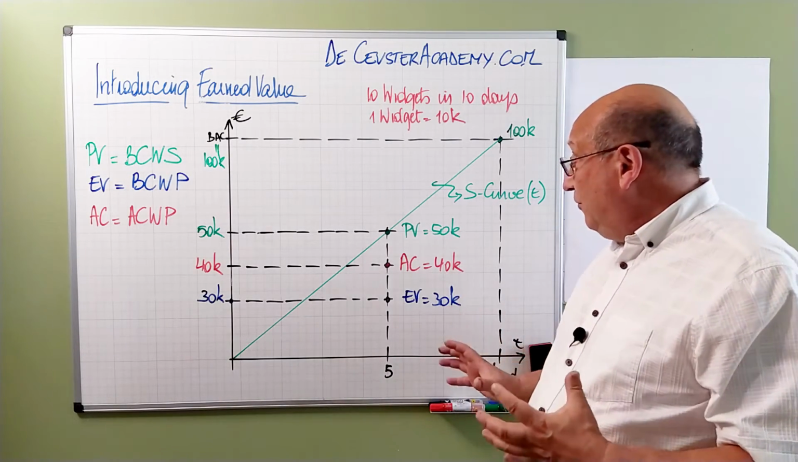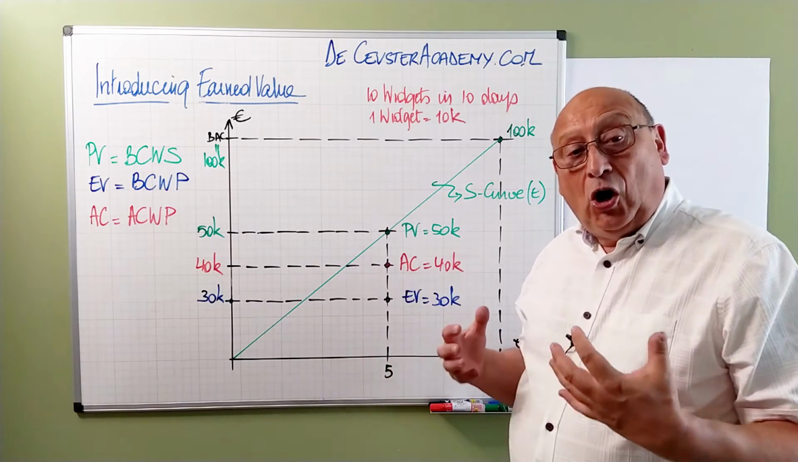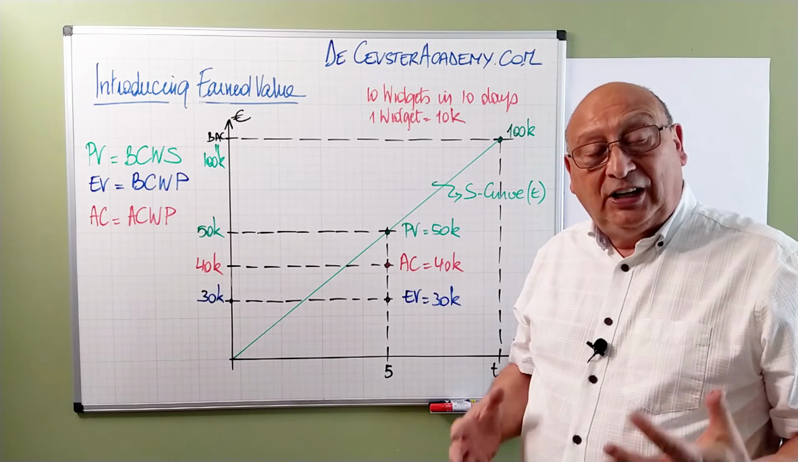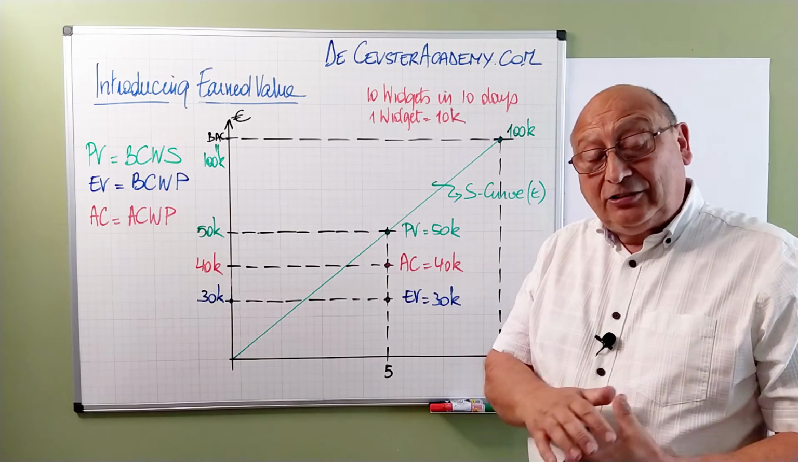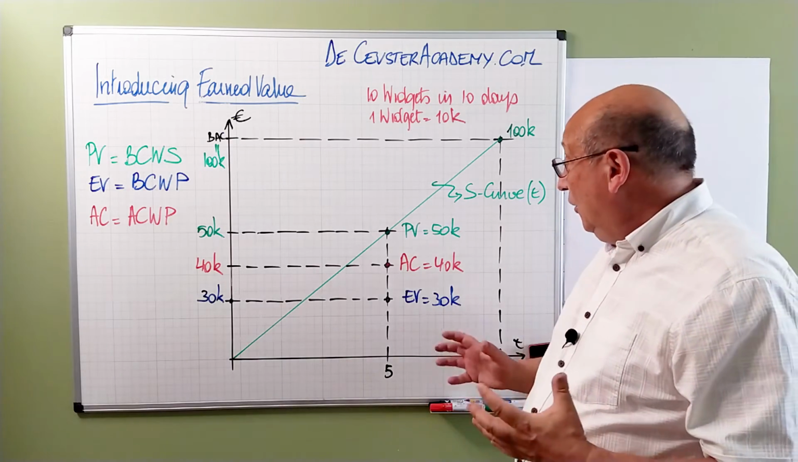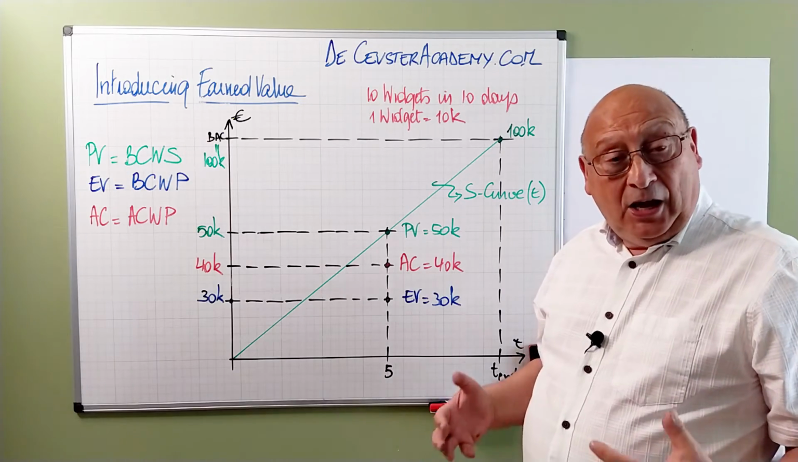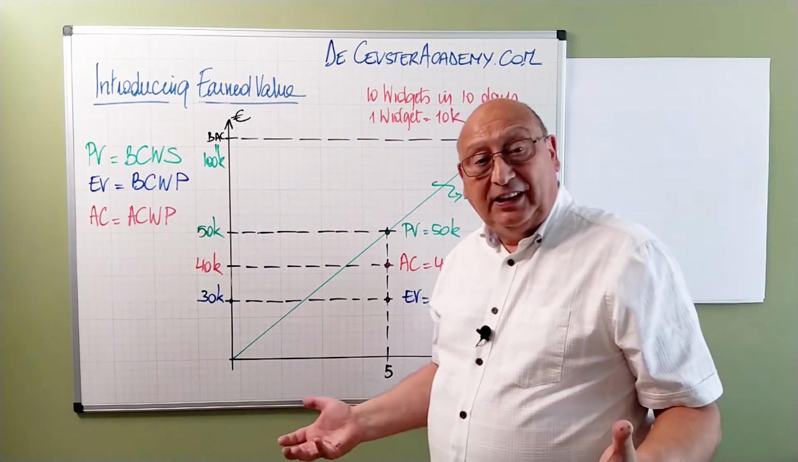But this simple information, on one graph, already explains to us that we are late and that we are over budget. And that's just the beginning of the things we can do with earned value management. More will follow in the next presentations.